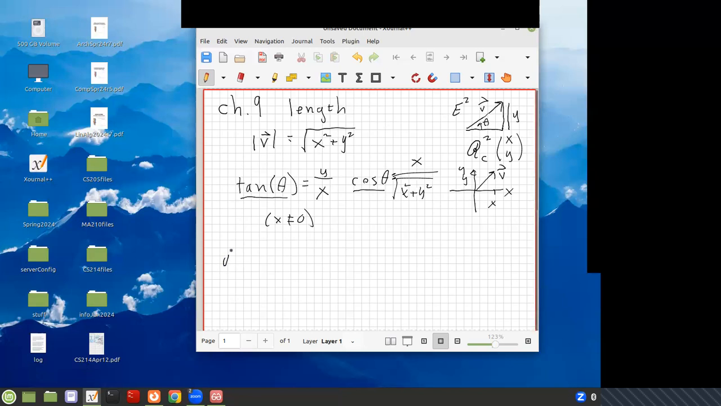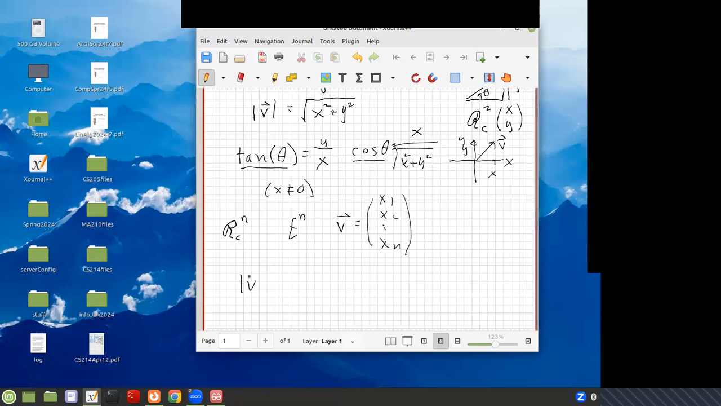So the question is, what happens in R^n? Arrows in R^n can go through many dimensions and have components in many coordinates. So I have a vector v that might have many components, x1, x2, ..., xn, and the natural generalization of this formula is that the length of v equals the square root of x1 squared plus x2 squared plus dot dot dot plus xn squared. And it turns out this makes sense. It's an algebraic generalization of this.